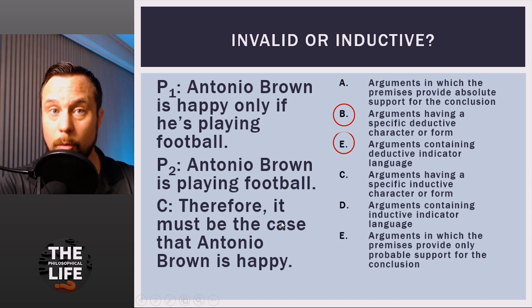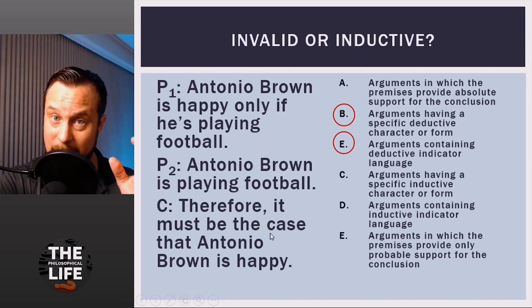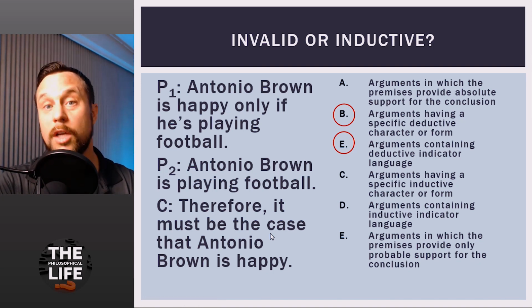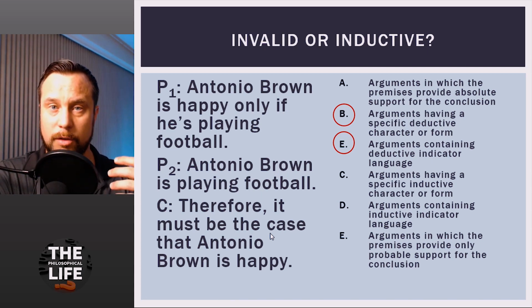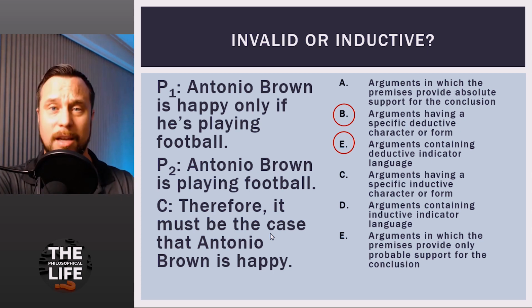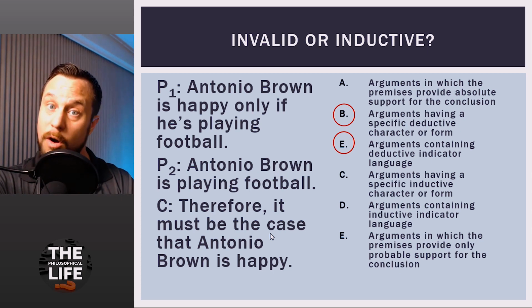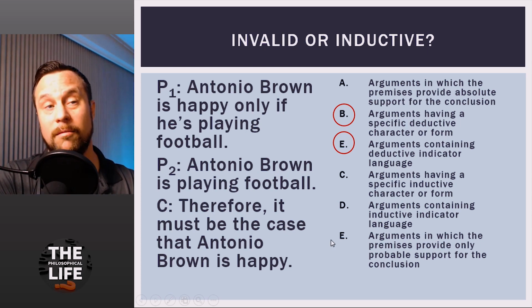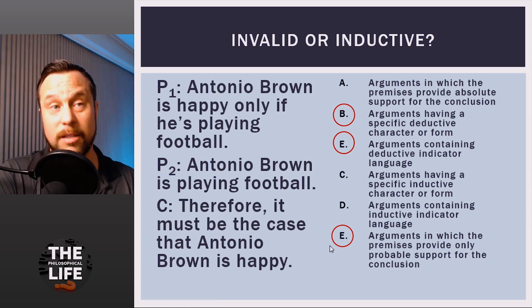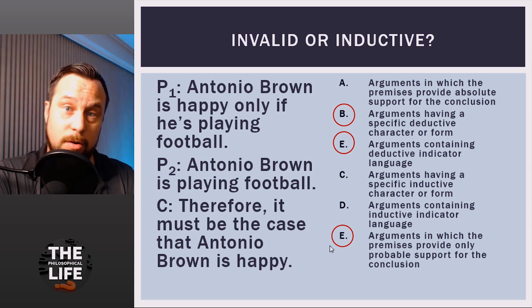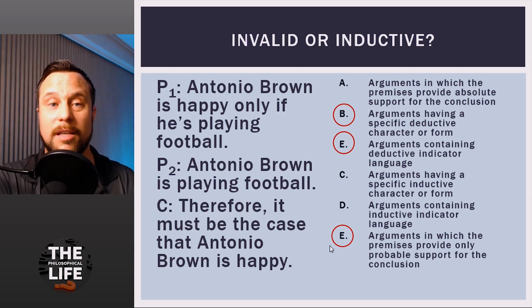Now, additionally, we have an argument that has an indicator word that's associated with deductive arguments, namely, it must be the case, which is sort of to express that the conclusion follows with necessity, assuming the truth of the premises. So far, two things pointing to deductive, and then really all we have in the end is that actually the premises only make the conclusion likely. That is, if it is the case that Antonio Brown's happy only if he's playing football, and he's playing football, then it's probably the case that Antonio Brown's happy, but it doesn't follow with necessity.